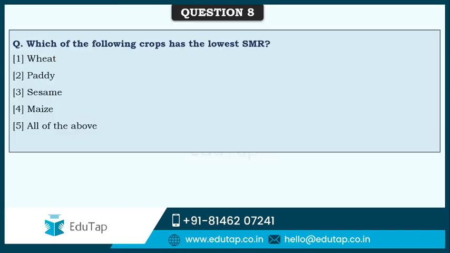Next, we have seen seed rate, and we have seen seed replacement rate as well. Now we shall see seed multiplication rate. Which of the following crops as per the list has the lowest seed multiplication rate? And friends, kindly understand, for seed replacement rate and for SMR, the seed multiplication rate, whenever they ask for lowest or highest figures, that would be relative. So you have to go through the options, and only then decide on the answer.